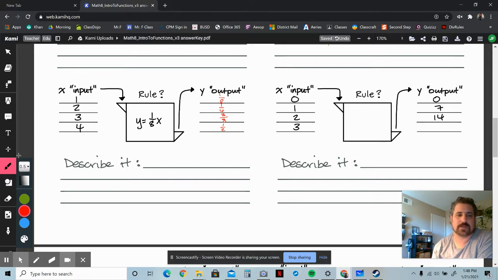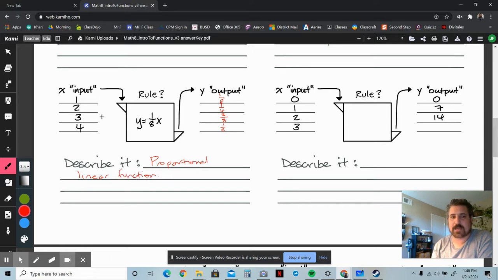This is a proportional linear function. So the fact that it's just multiplication, there's no addition and subtraction, means it does go through (0, 0). It's a straight line that does go through the origin. So you would call this a proportional linear function.